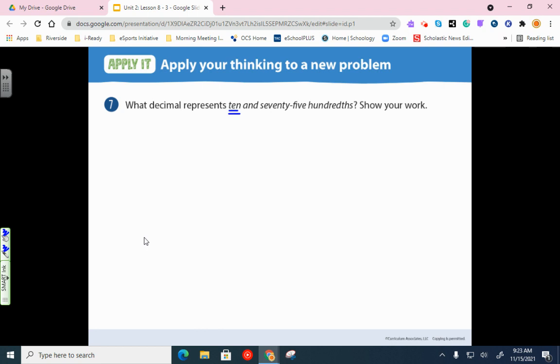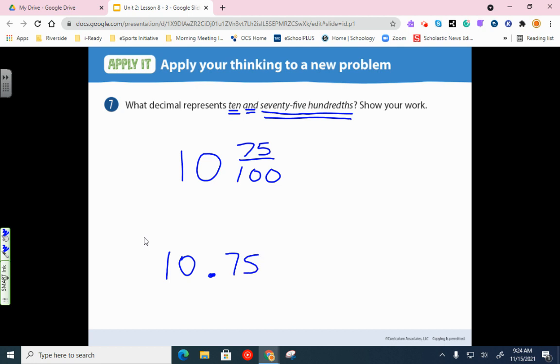So to translate this to a mixed number, we have 10. That's our whole number. And then the word and, instead of a decimal point, lets us know we're about to do the fraction part. And we have 75 hundredths. That means 75 out of 100. Then the next step's pretty simple. To translate to a decimal, we got our 10 and 75 hundredths, which means our last digit, least place value digit, should be in the hundredths, and that 5 is in the hundredths spot, so that would be 10.75.